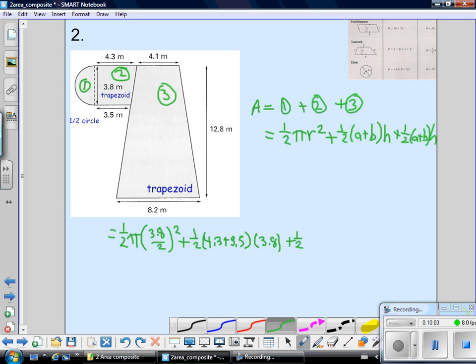Back to our green again. And we have 4.1 plus 8.2. And again, I have to go looking for the perpendicular height. And you can see that gave it to us on the sides. It's 12.8.